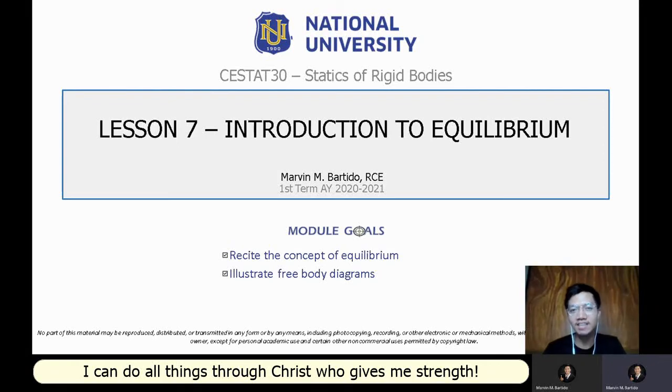Hello class, so today here in Statics of Rigid Bodies, we are now down to our seventh lesson, which is about Introduction to Equilibrium. So for this topic, our intended learning outcomes are as follows. The first one is students must be able to recite the concept of equilibrium, and the second one is students must be able to illustrate free body diagrams. So let's start our discussion.